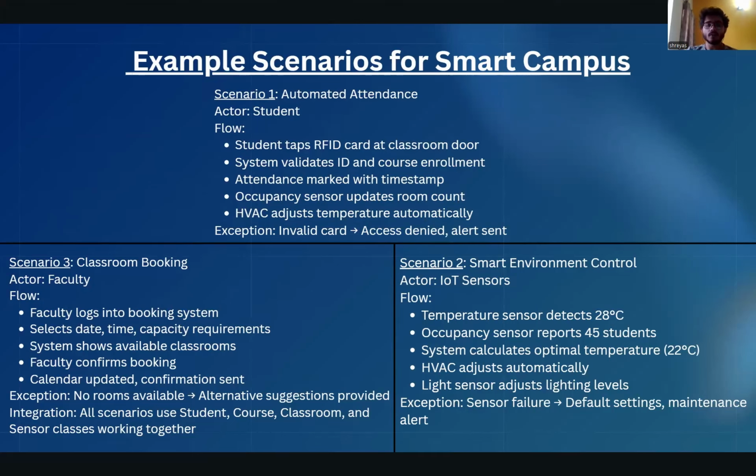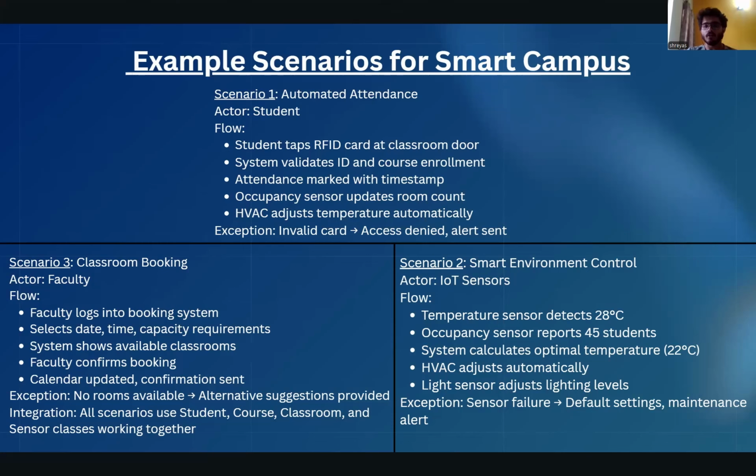Scenario two is smart environmental control. This runs continuously, and the temperature sensor detects it's 28 degrees, which is too warm. The occupancy sensor reports 45 students are present. Therefore, the system calculates the optimal temperature, which has to be 22. For that, it commands the HVAC system to adjust the temperature. Light sensors also adjust the brightness automatically. If any sensor fails, the system switches to safe default settings and notifies the maintenance.